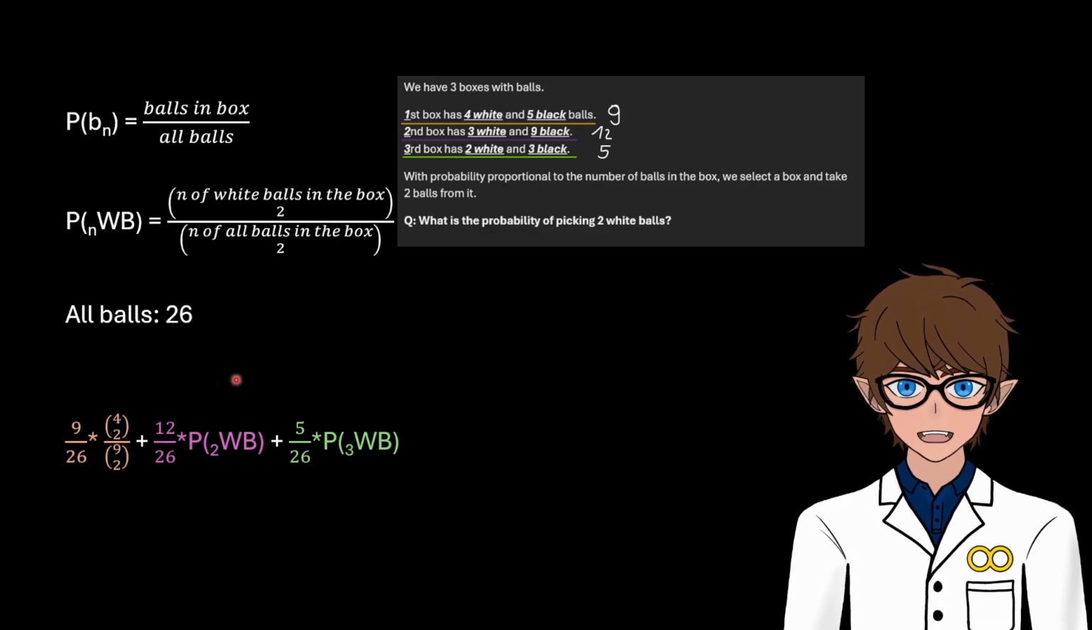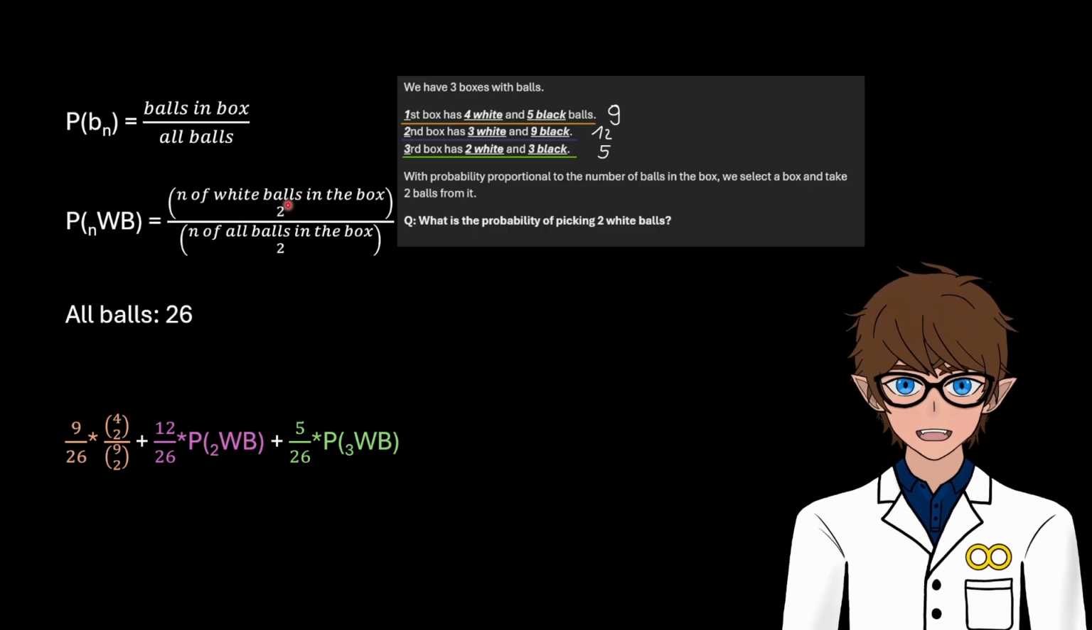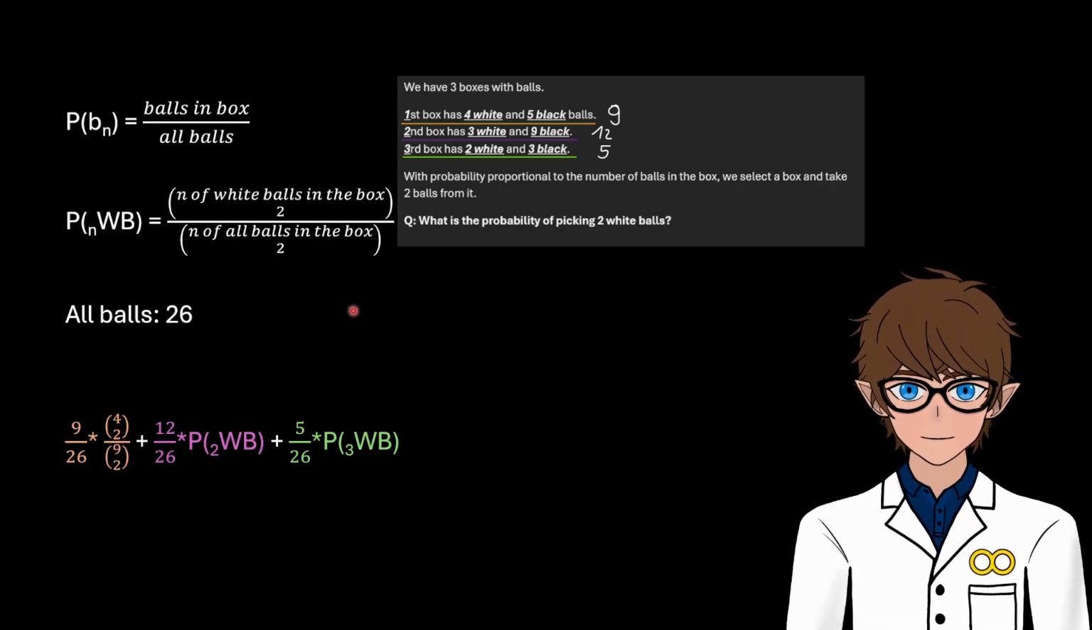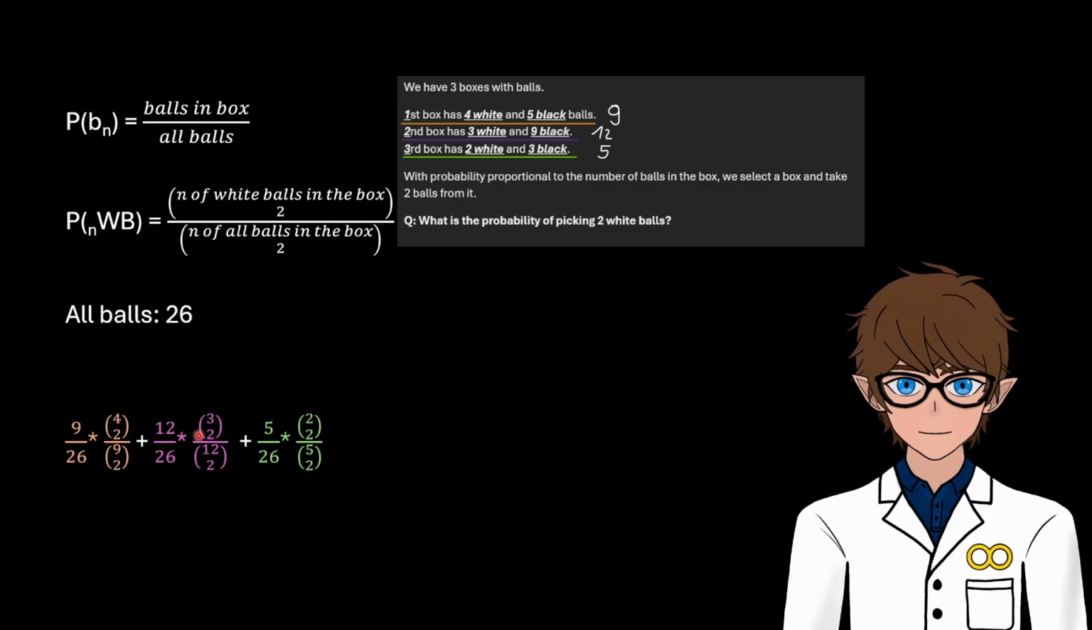Perfect. Now we see that in the first box we have 4 white balls choose 2, divided by 9 balls choose 2. And this is our fraction for the probability of picking 2 white balls in box number 1. Now we do the same for the purple and green part, so the second and third box. And we get this mess.